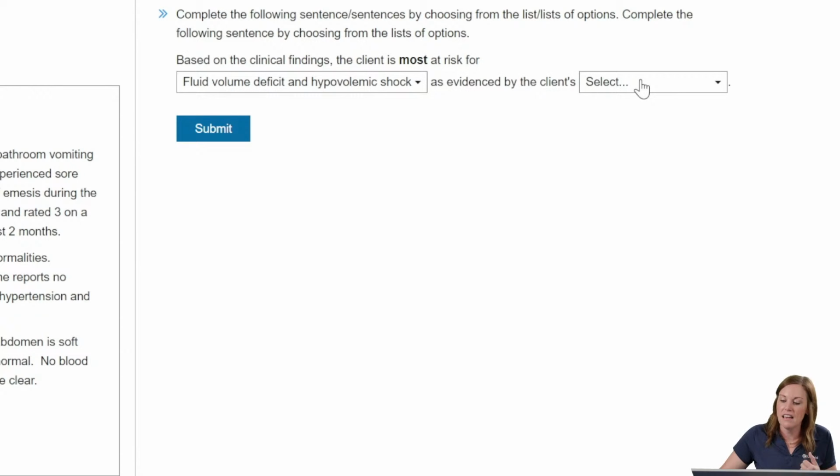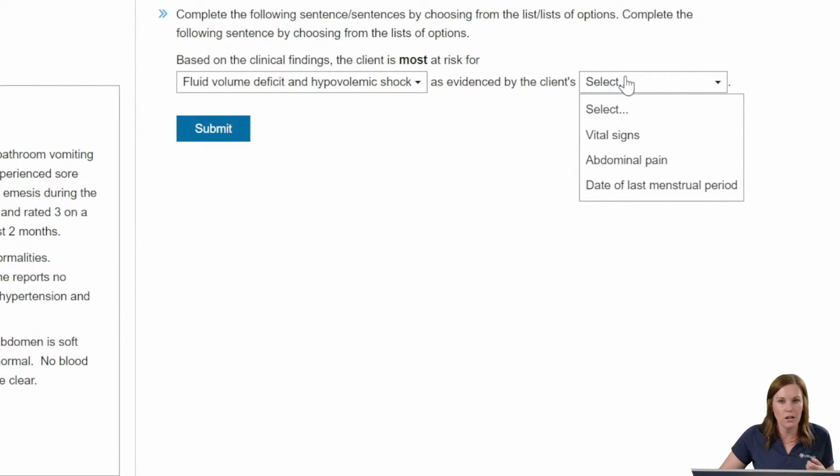Okay, and then as evidenced by, so what is going to support our theory that our client is at risk for shock? So is it going to be vital signs, pain, or date of last menstrual period? See what you guys think. I'm seeing a lot of vital signs in the chat already. So you guys are definitely correct. That is it.